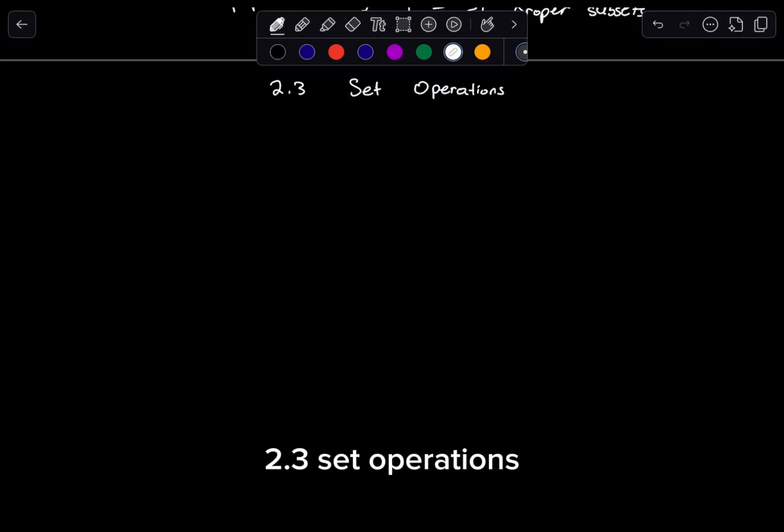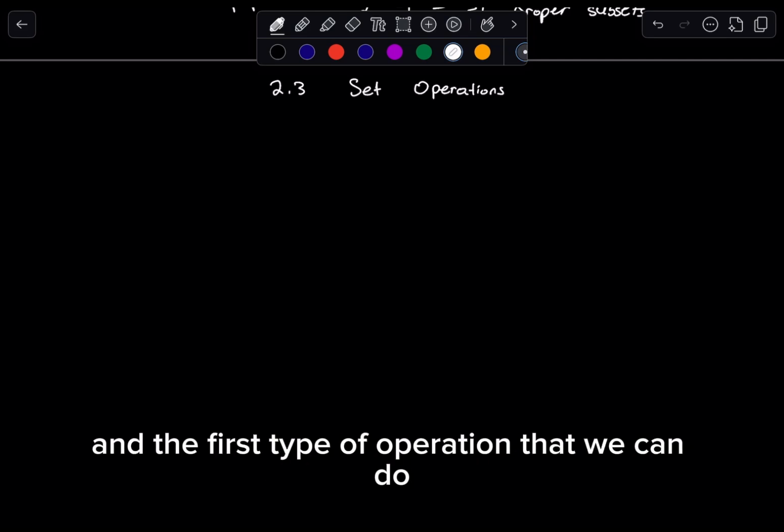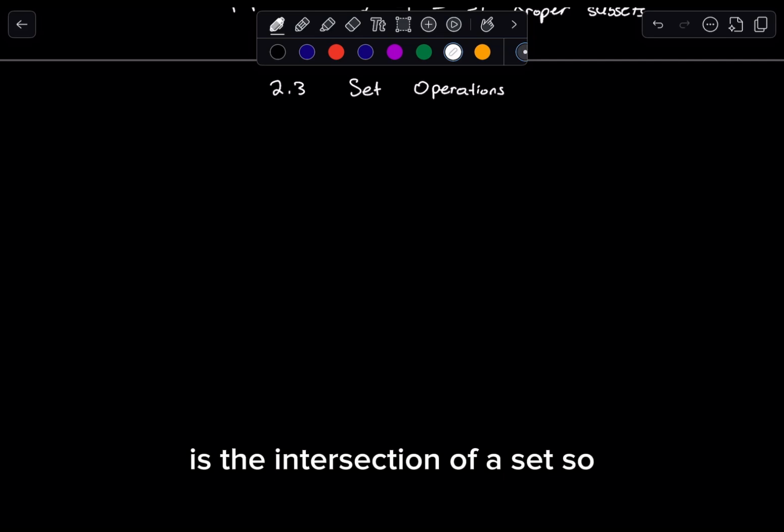2.3, set operations. So when we're looking at sets, we can do a multitude of different types of operations. And the first type of operation that we can do is the intersection of a set.